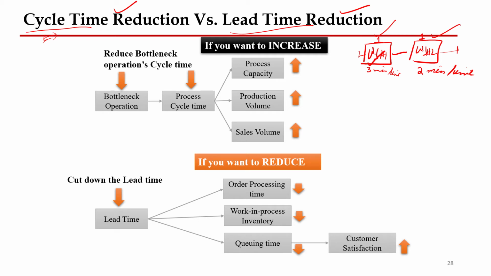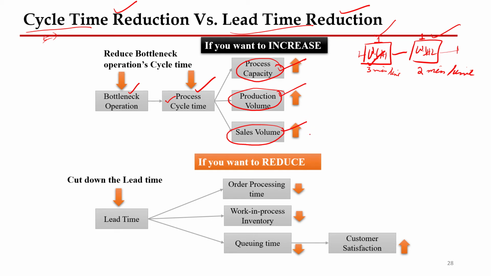Now the question is, if you want to increase the capacity of your process, or increase your production rate or production volume, and you want to increase the sales volume, then you have to hit the target of your process cycle, which means you have to identify the bottleneck operation. The bottleneck operation is the operation having the smallest capacity, or you can say the largest cycle time. So we have to focus on the bottleneck operation and try to reduce its cycle time. Then we would be able to increase the capacity of our process, and the production volume or the sales volume.